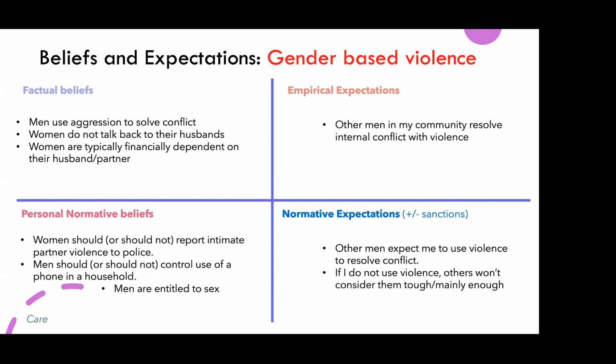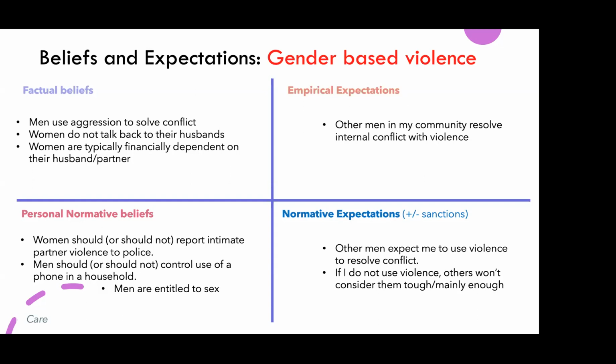Gender-based violence. Factual beliefs: in some countries, men use aggression to solve conflict. This is a fact. This is something that you find also in data, so it's not open to conversation or debate. And sometimes it's also a factual belief that women do not talk back to their husbands. Then, of course, there are personal normative beliefs that sometimes support this behavior, for example, women should or should not report intimate partner violence to the police. So I think that it's not right that the police know my personal business. It has to be held within my family boundaries.